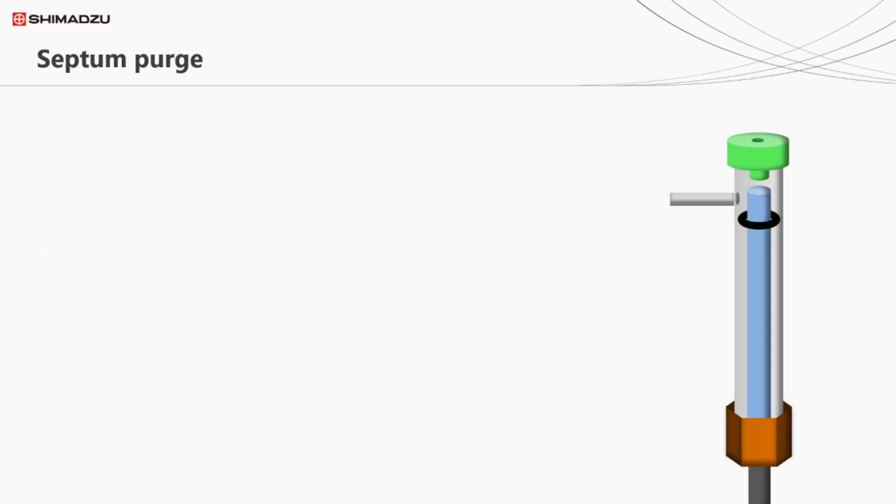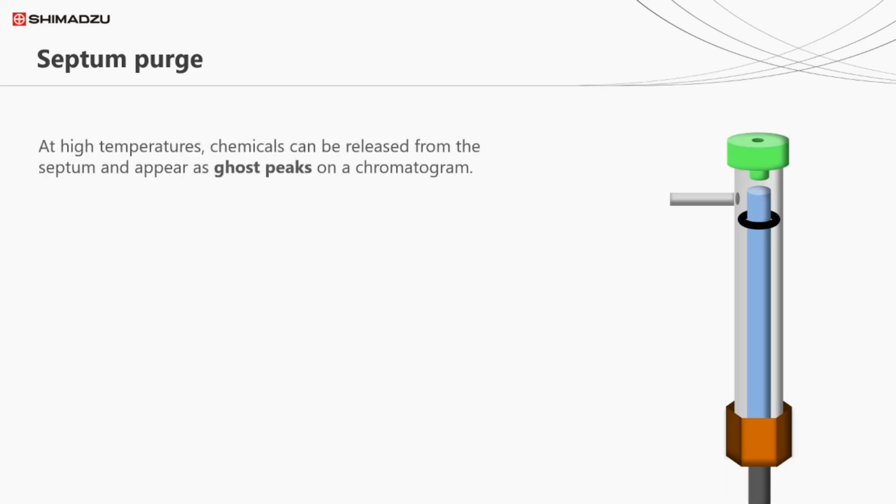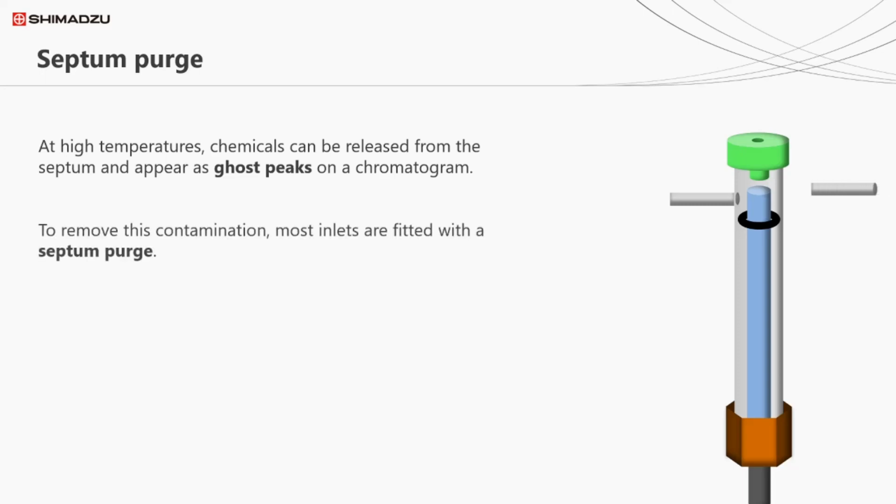Now, for those of you who've created GC methods, or looked at the method your system uses, you may have noticed a parameter called septum purge. When we heat the inlet, which also causes the rubber septum to get hot, it starts to release chemicals which most GC detectors will pick up. This means even if you don't inject anything, we might see peaks on our chromatogram. These peaks are often referred to as ghost peaks and can be problematic.